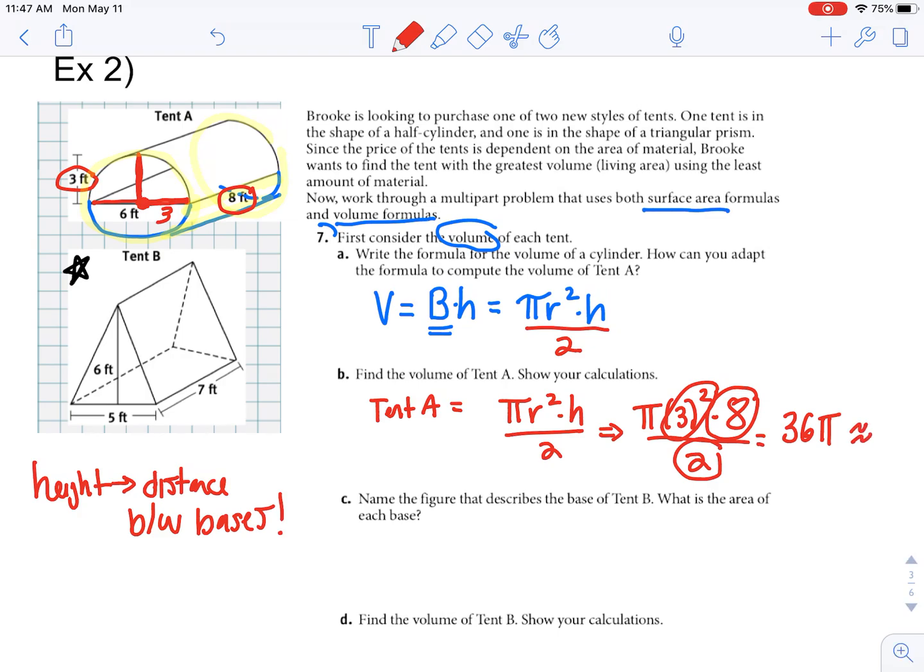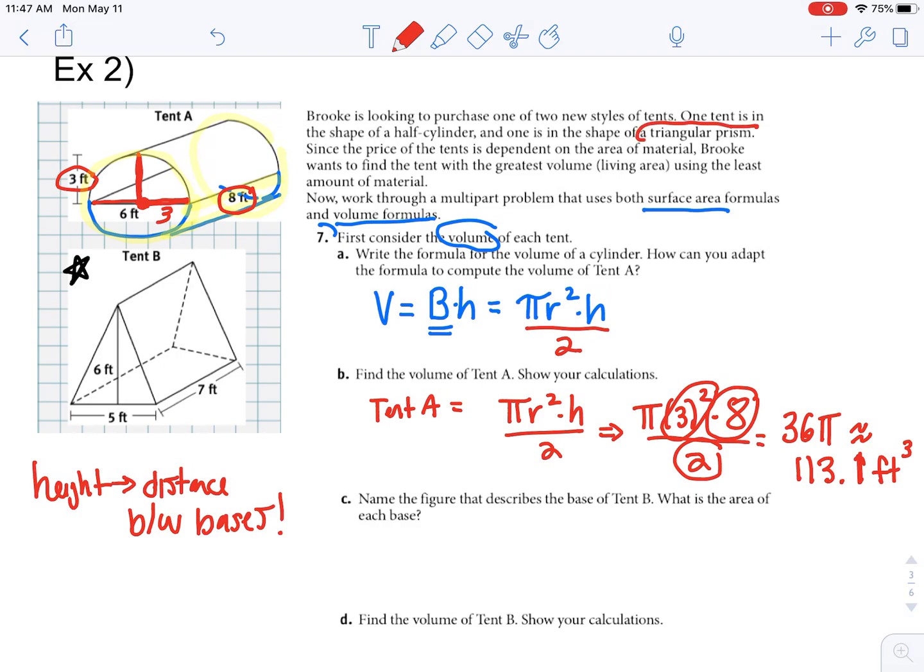Now, for comparison's purposes, we might want to turn that into a decimal. So 36 times pi is about 113.1, let's say, when I round that. And this is in feet cubed since volume is cubed.